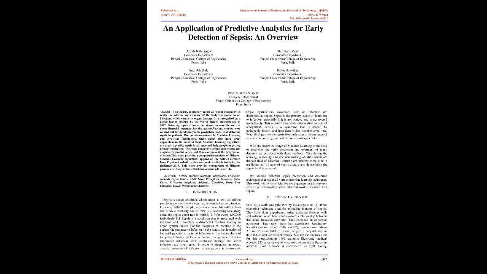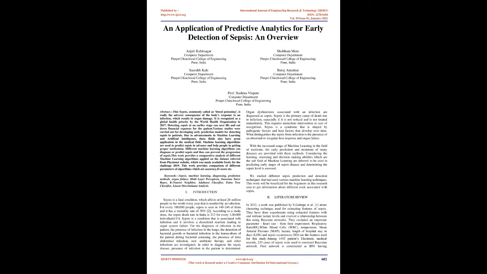Sepsis is a condition that is associated with infection, and it involves a disordered reaction leading to organ system failure. For the diagnosis of infection in the patient, the presence of infection in the lungs, the detection of bacterial growth in the hemoculture of the patient during bacterial screening, the presence of intra-abdominal infection, new antibiotic therapy and other infections are investigated. In order to diagnose sepsis, presence of infection in the patient is determined. Organ dysfunctions associated with an infection are diagnosed as sepsis.